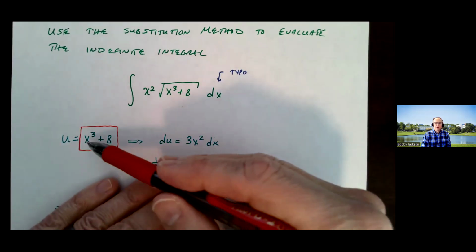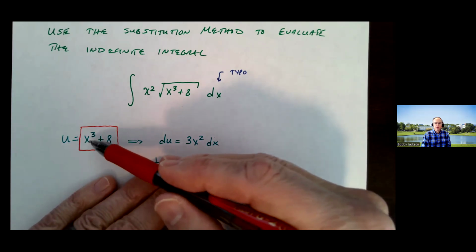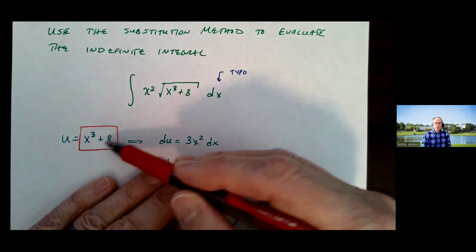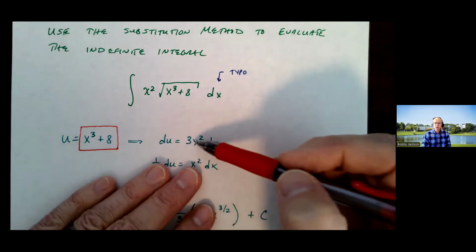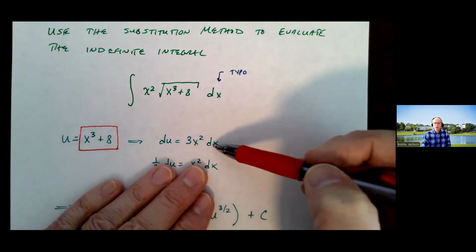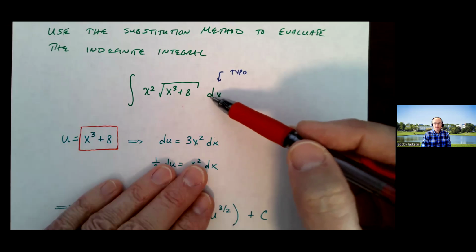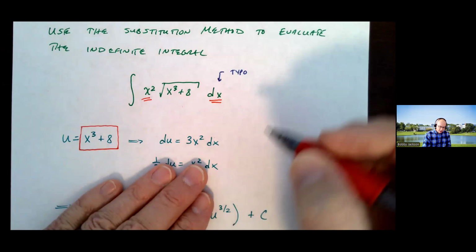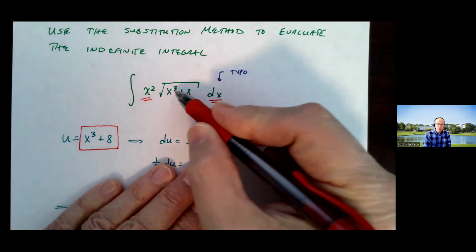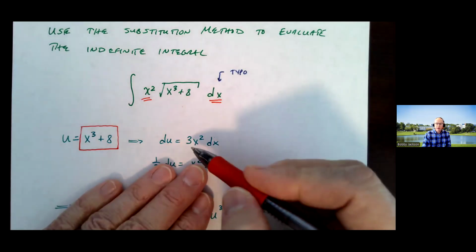Now, what's the derivative of x cubed plus 8? Well, the derivative of x cubed plus 8 is 3x squared plus 0, right? Derivative of 8 is 0, so it's 3x squared. So du is 3x squared dx. And I have this dx here, and I have an x squared, so I have x squared times dx. Of course, this will become the square root of u, or u to the 1/2 power.